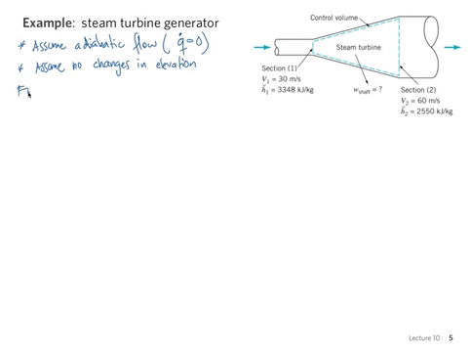And we want to find the work output, rather, the work output per unit mass. So first of all, we choose a control volume that includes the steam in the turbine from section 1 to section 2.